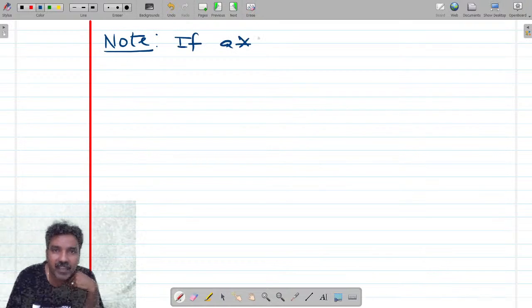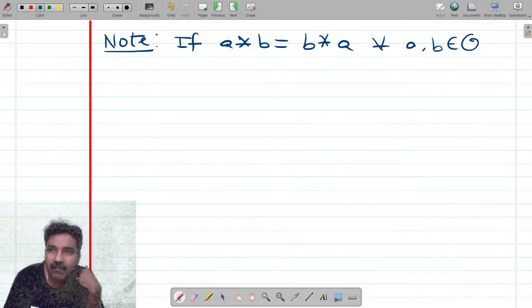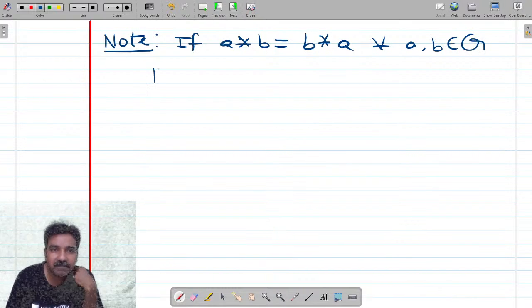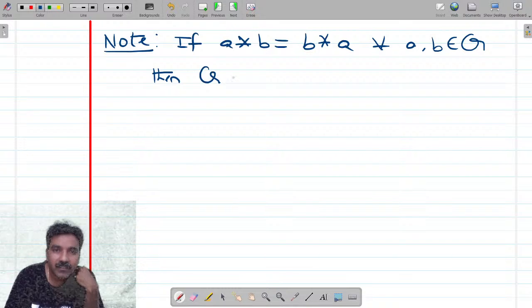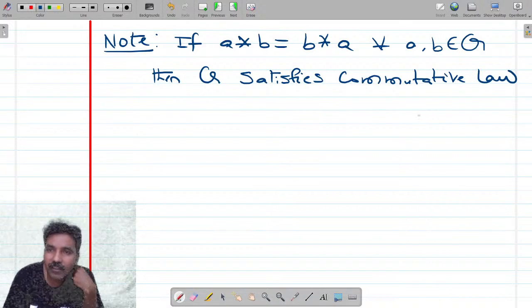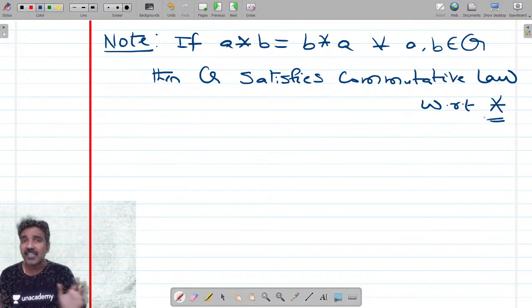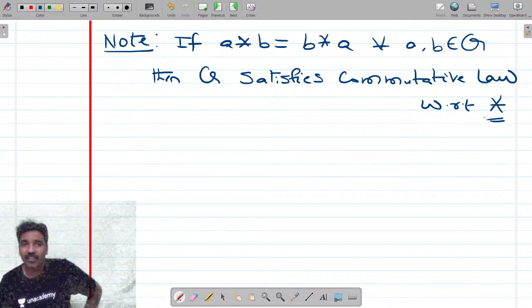If A star B equal to B star A for all A comma B belong to G, then G satisfies commutative law with respect to star. You must clearly mention the operation every time. When the operation changes, properties will change. Be careful. So this is commutative law.